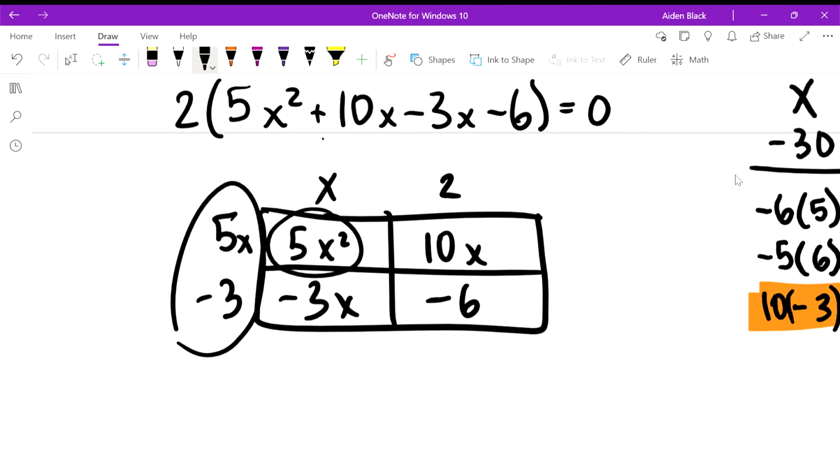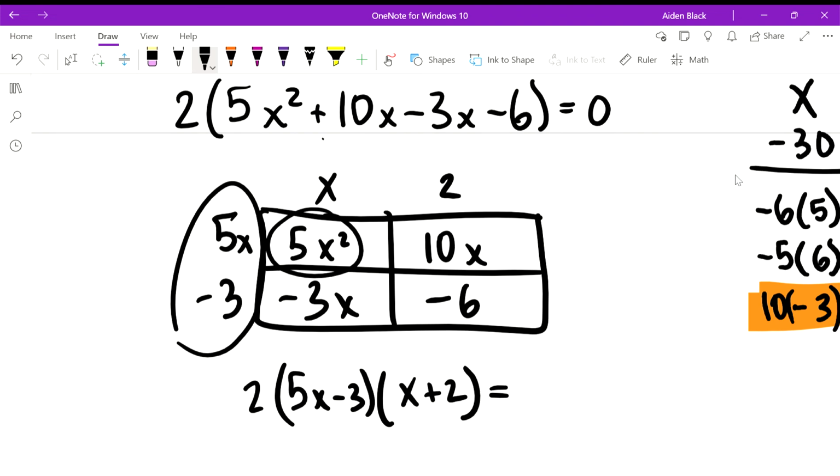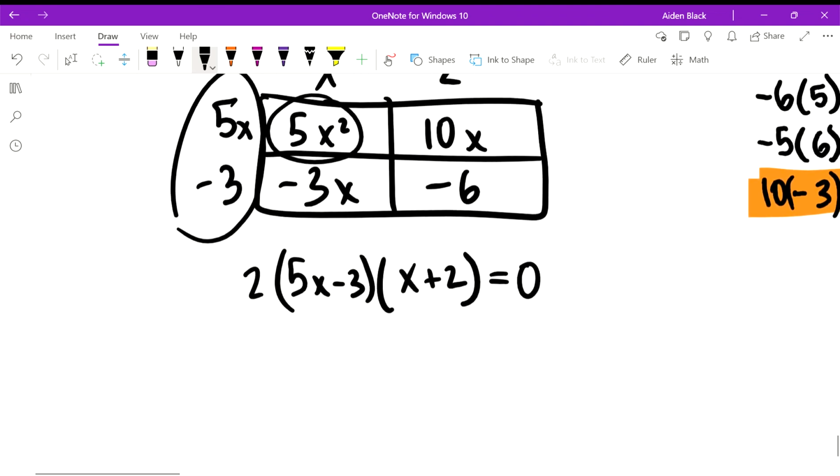So here we are. We have 5x minus 3, and we have x plus 2. And again, we'll just make sure we keep that 2 out front. It doesn't actually matter, because if what's inside the binomial ends up equaling 0 for the given value of x you need, then the whole thing is equal to 0, because it's just 2 times this binomial times this binomial. So 0 times whatever equals 0. So what we can do is just set each of these binomials equal to 0 to find the values of x we need.